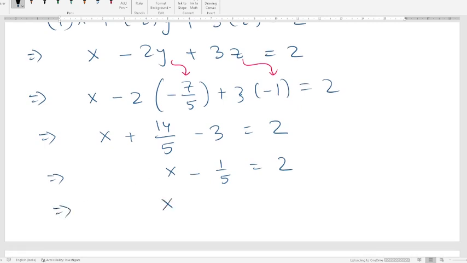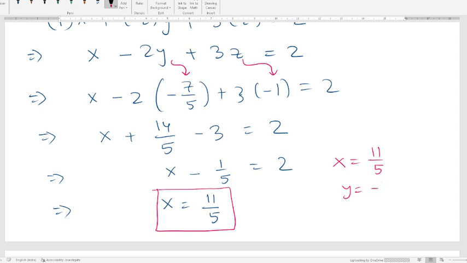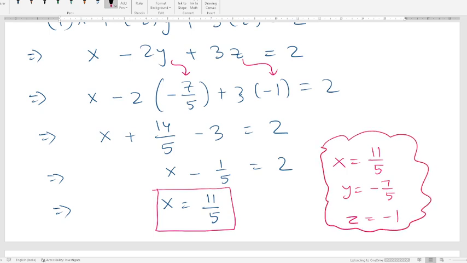Exactly. So x will be equal to 11 by 5. So we have got the solution. What is the solution? The solution is x is equal to 11 by 5, y is equal to minus 7 by 5, and z is equal to minus 1. So this is the Gauss elimination method.